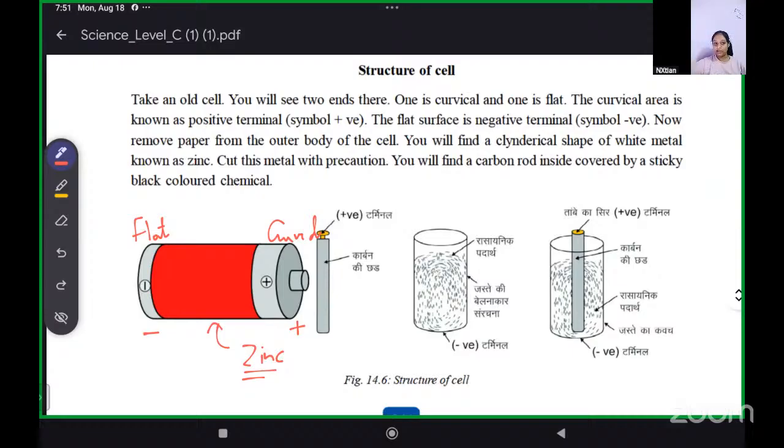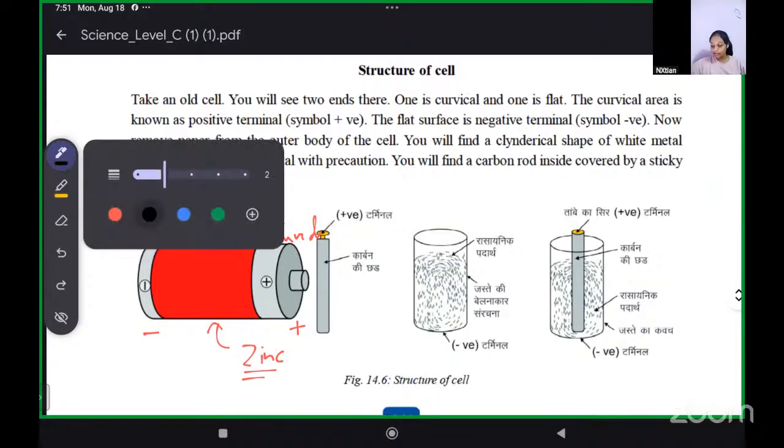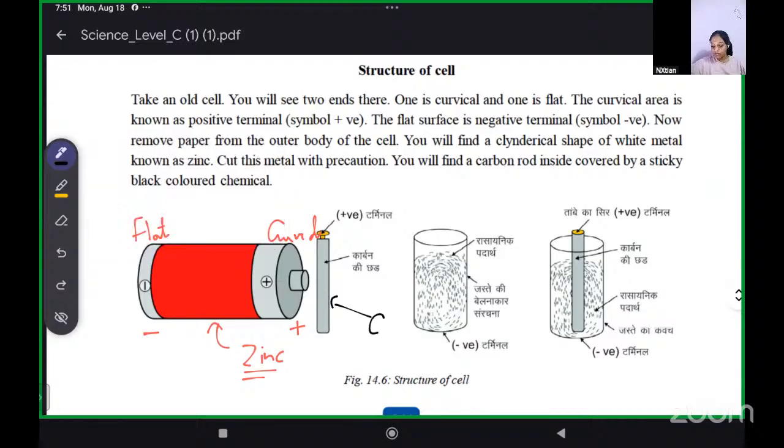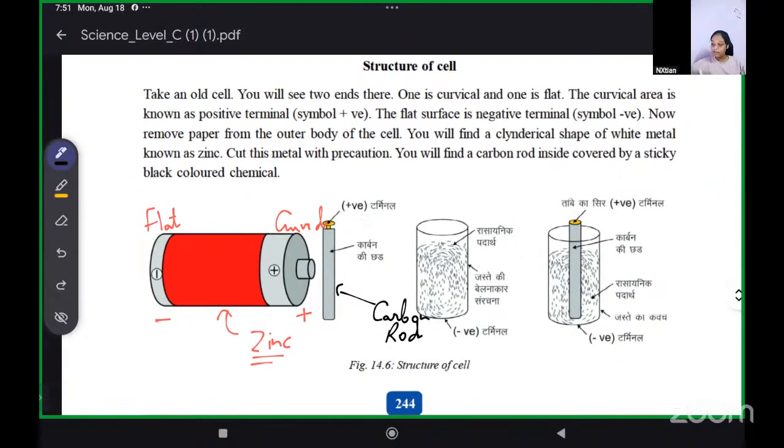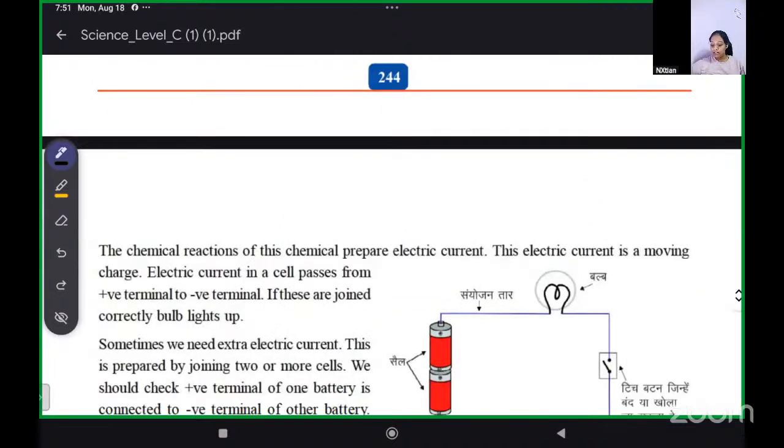When you cut this metal, you will find a carbon rod inside, covered by a sticky black colored chemical. The chemical reactions of this chemical produce electric current. This electric current is a moving charge.